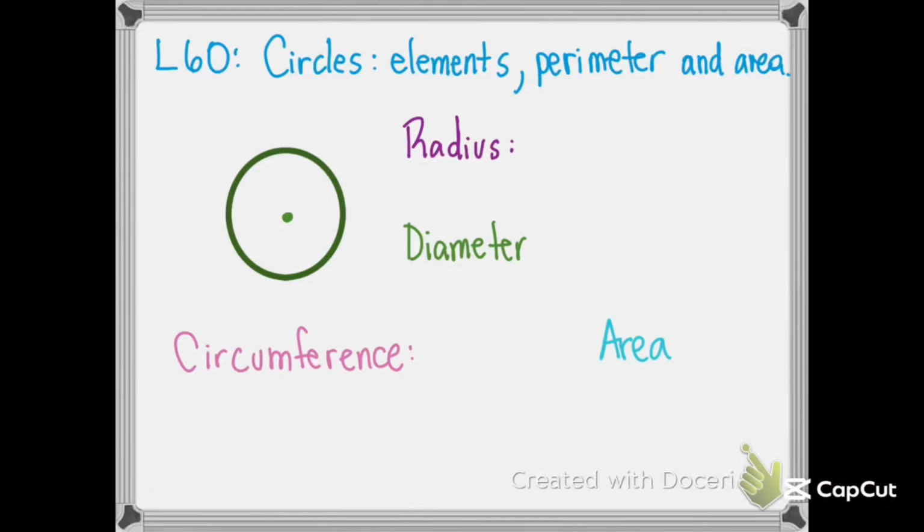Lesson 60, Circles, Elements, Perimeter, and Area. This is a review lesson. You already know about circles, but let's review some of these elements.